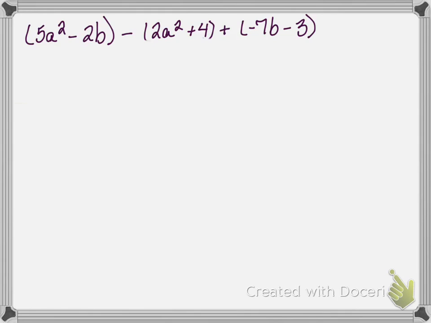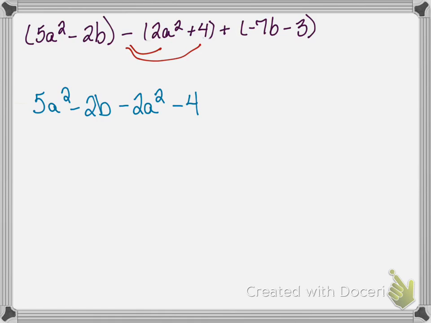Here I've got 3 binomials that I am combining. I am subtracting the second one, so I've got to distribute this minus only to the second one. So I'm going to go ahead and rewrite this. I have 5a squared minus 2b minus 2a squared minus 4. Okay?